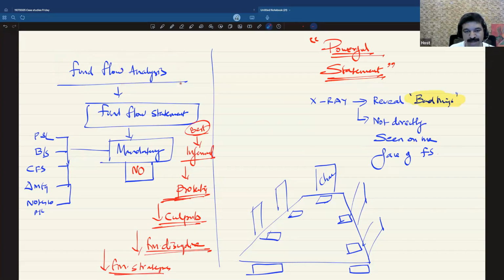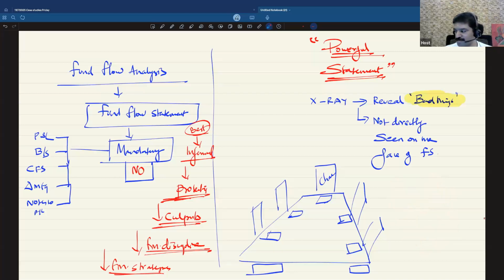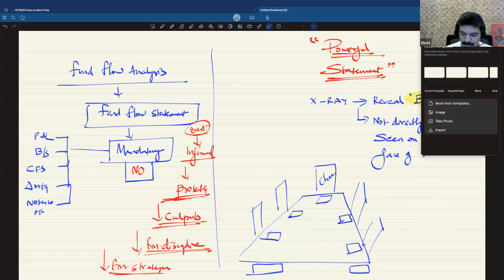So with this story, are you really excited to learn about fund flow analysis? I believe I have given the best introduction, or teaser, for fund flow so far. Are you really excited to learn about fund flow analysis? If yes, just type excited. Wonderful. Okay, now let's move on.